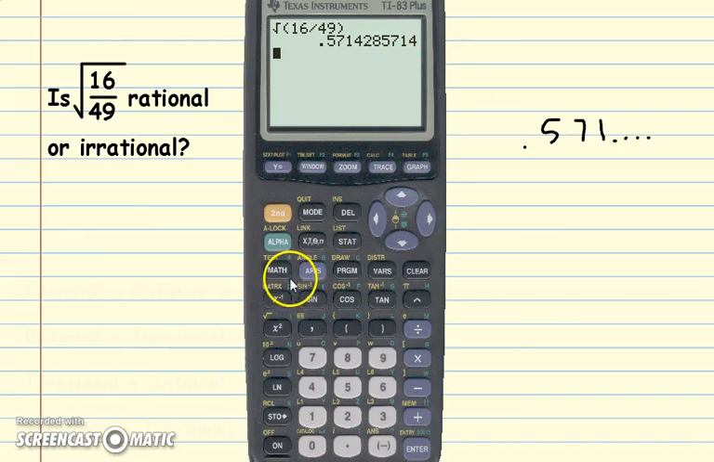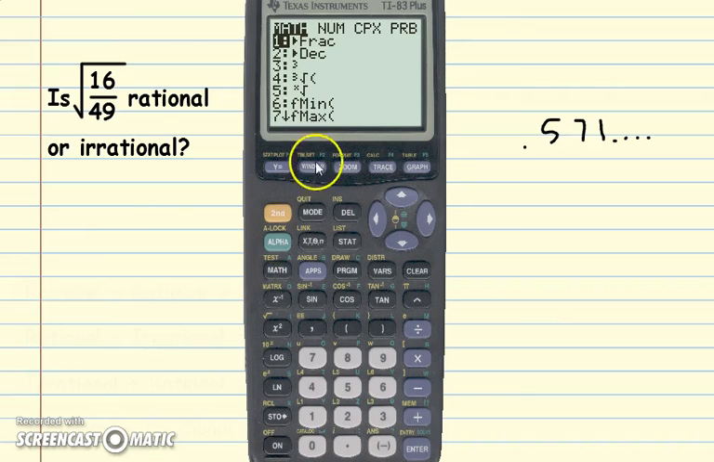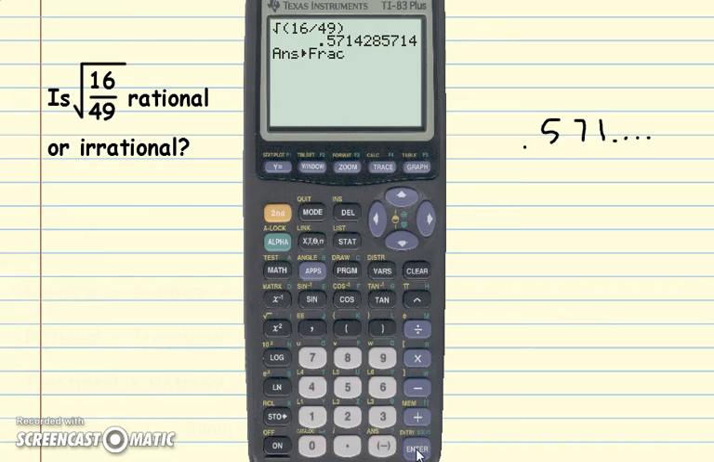If it's rational, we can change this into a fraction. So to change whatever your answer is into a fraction, you just press math. Then fraction is number 1, so you can either press 1, or scroll to where you want it, and then hit enter. I want to see my answer as a fraction. Now if it's rational, it'll change to a fraction. But if it's irrational, it'll just give you the same decimal answer.